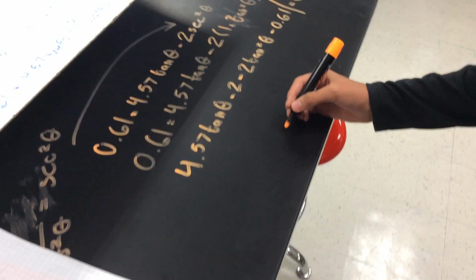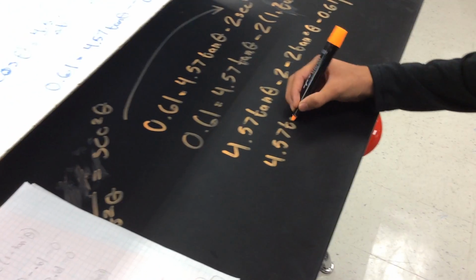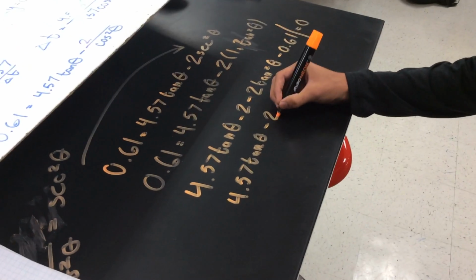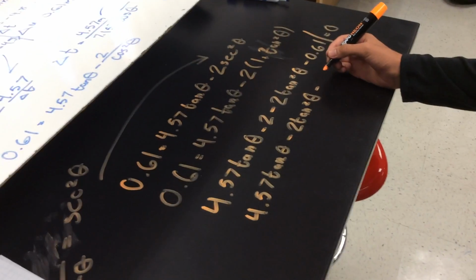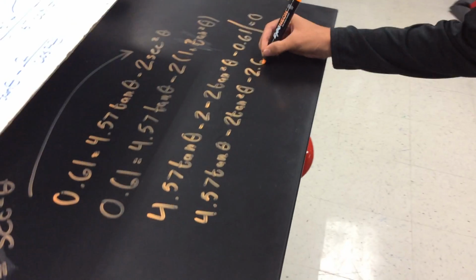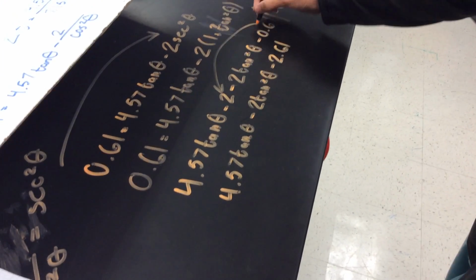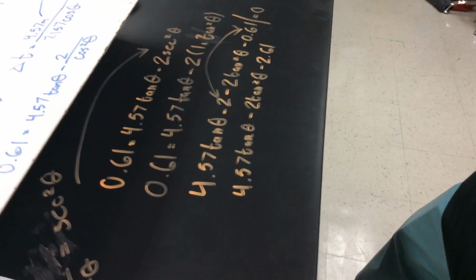So then you just add like terms, so 4.57 tangent theta minus 2 tangent squared theta minus 2.61, because here it's the same exact thing, but you just combine negative 2 and negative 0.61. So at this point it's a bit confusing, but basically the equation is now a polynomial.